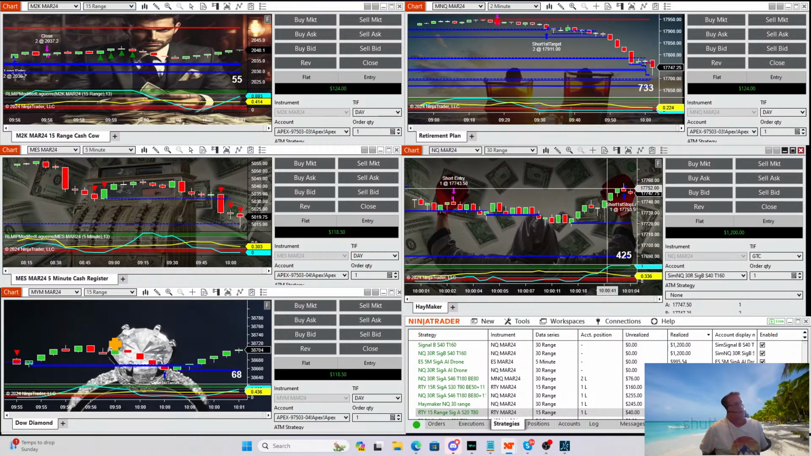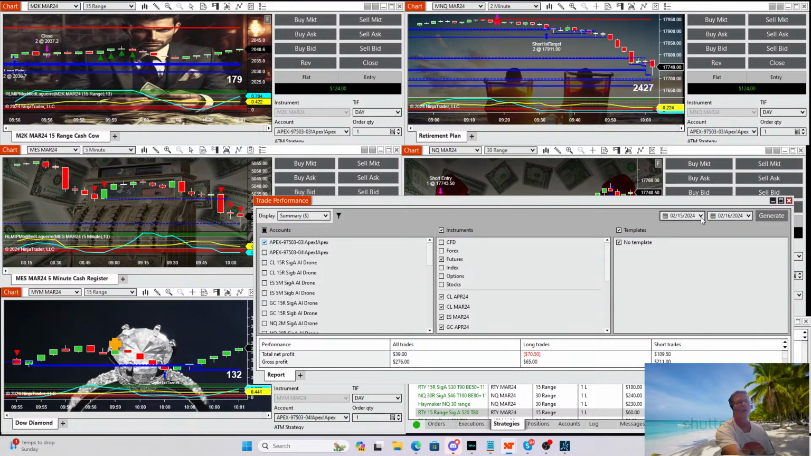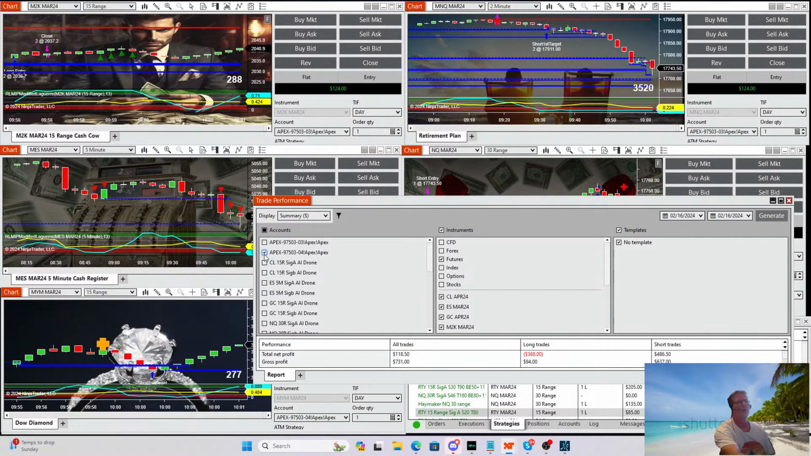So we're up. Let me see where our performance is for the day so far. Let's take a look at our Apex accounts. We're up 39. Let's go back to 16. We're up 124 on number 3. And 100. I thought we were over 200. 118.